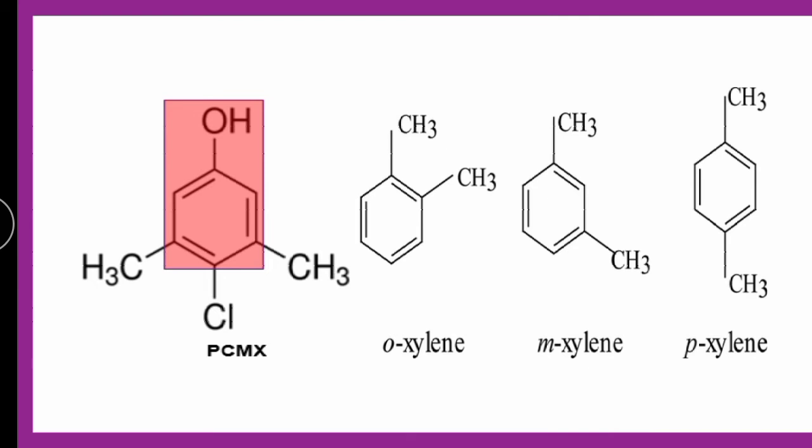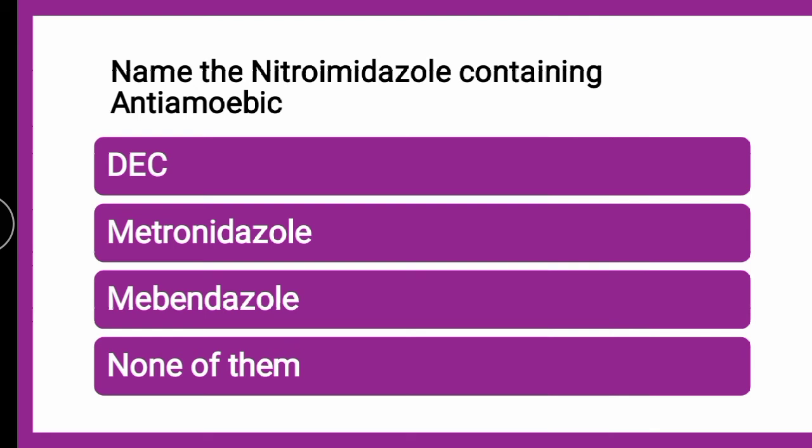So when at meta positions there are 2 CH3 and a hydroxy is attached, it becomes xylenol, and when only 2 CH3 are on the benzene ring, it is xylene. So it is PCMX.